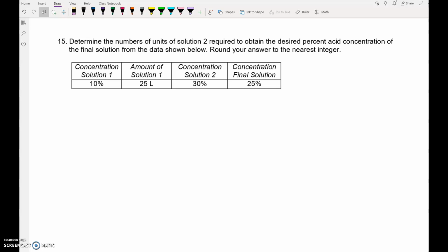So, first we're going to focus on solution 1. For solution 1, we have 10%, so that's 0.10 times 25 liters. So we're doing percent times the amount.